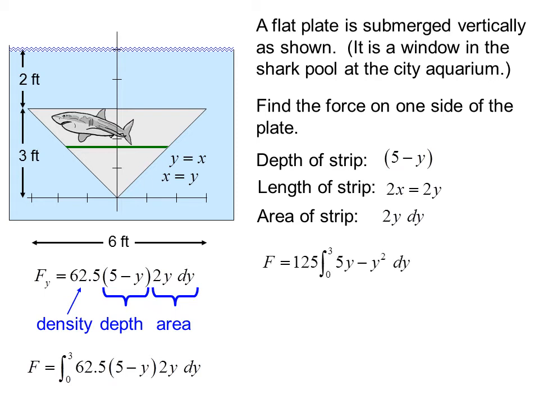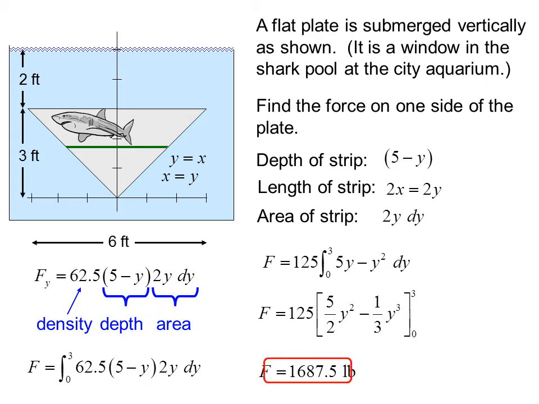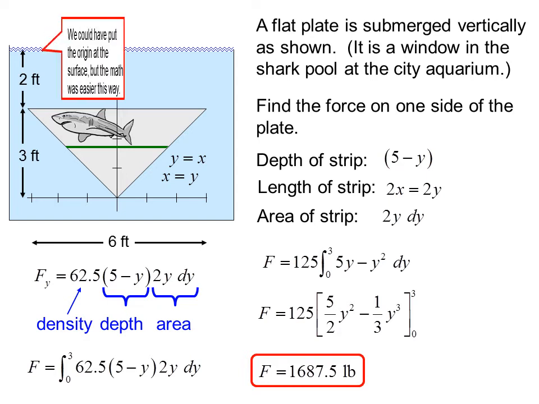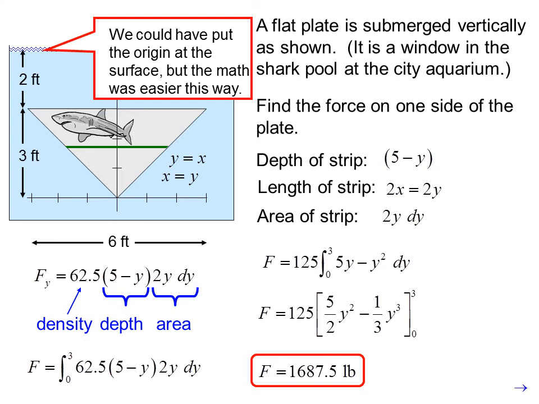We factor out the constants and clear the parentheses. Then find the antiderivative and plug in the limits of integration to get the total force on the plate, which is 1,687.5 pounds. This example explains why the glass on a commercial aquarium is so thick. In this problem, we could have put the origin at the surface, but the math was easier this way.